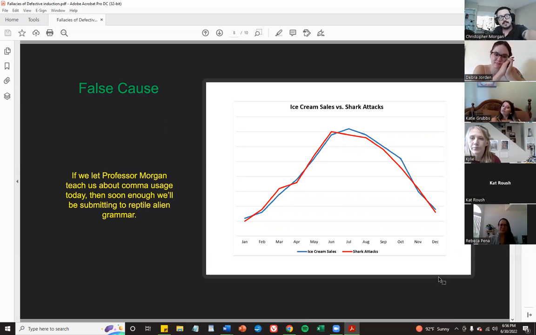But then over here in this image on the right, this is an example of post hoc ergo propter hoc, right? Ice cream sales versus shark attacks seems like they're very closely coordinated. Maybe you could argue that ice cream sales are causing shark attacks. What other factor would account for ice cream sales peaking and shark attacks peaking in the same months between June and July?